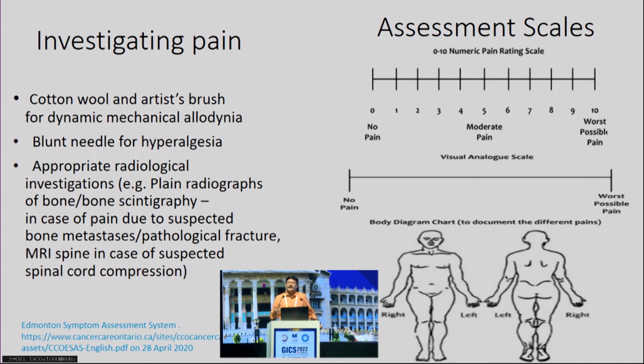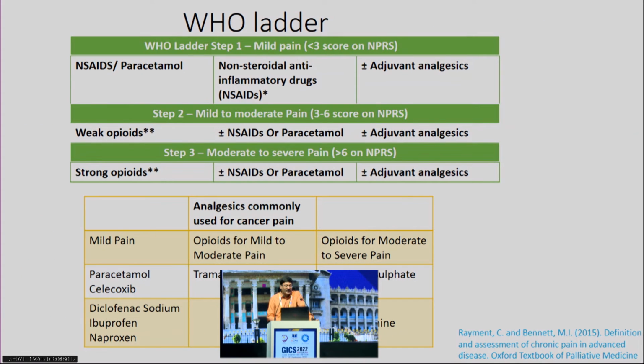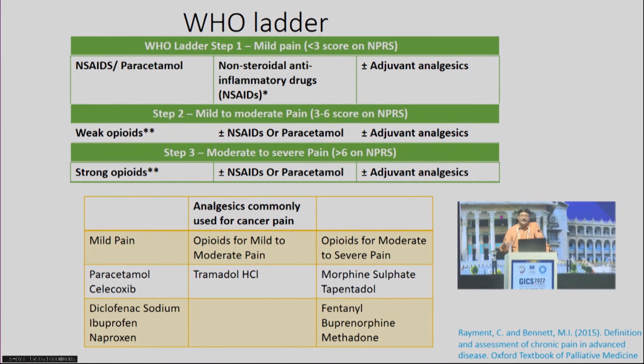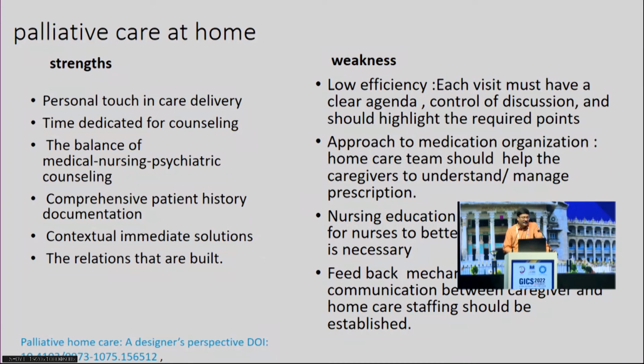And then you need to identify why these patients are having pain. Sometimes you need to do an MRI to see if there is any bone metastasis, or sometimes you may need advanced scanning to find out. And then we know the WHO ladder. We first give NSAIDs, then weak opioids, then strong opioids to control pain in palliative care.